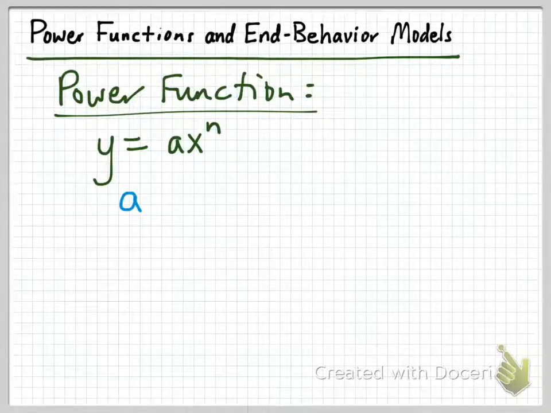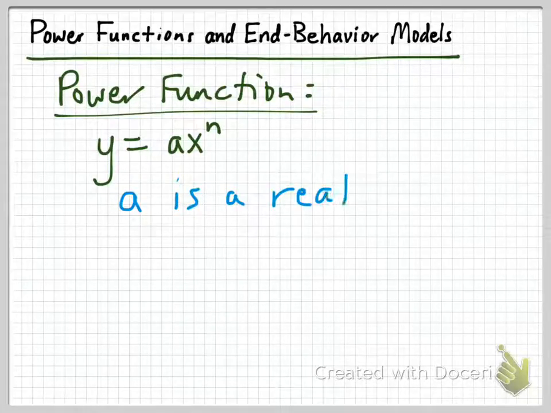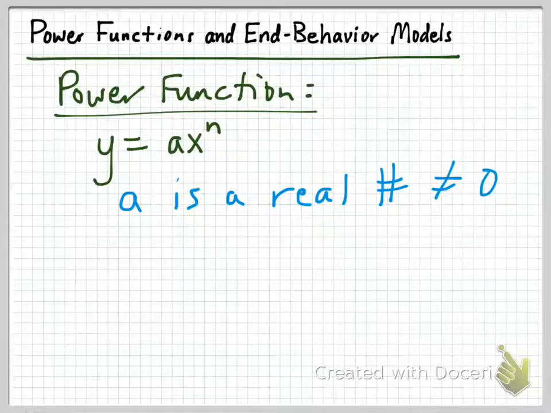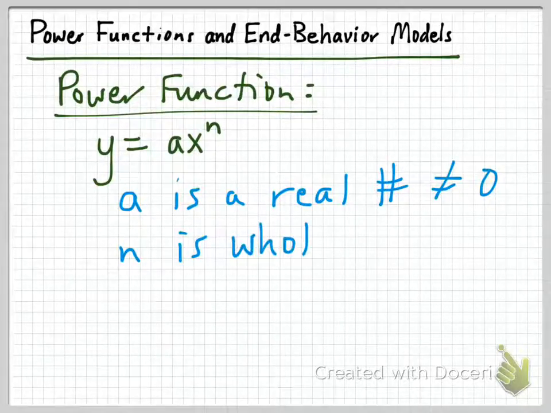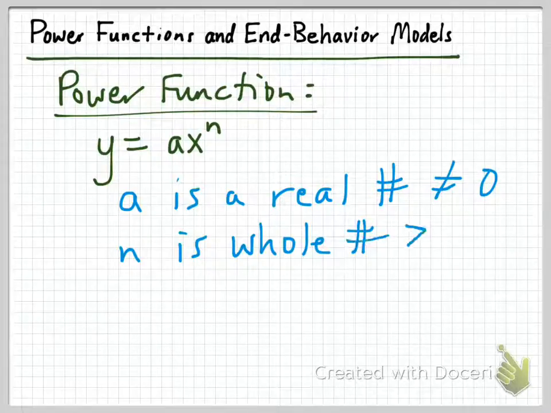But a is a real number that is not equal to 0, so I'm using some shorthand here. And then n is a whole number. It's actually a natural number, but we'll just say it's a whole number greater than 0. Remember what made up a polynomial function was that a had to be real, and n had to be whole.